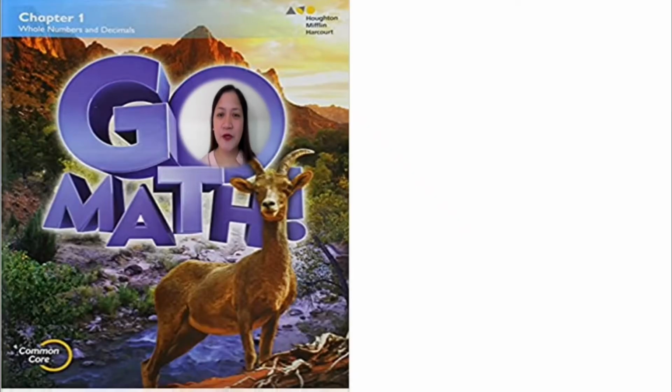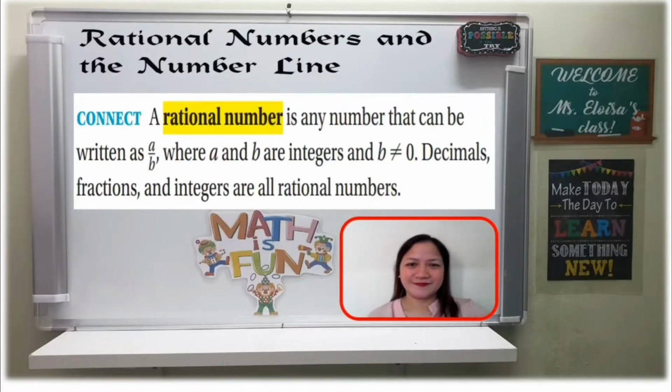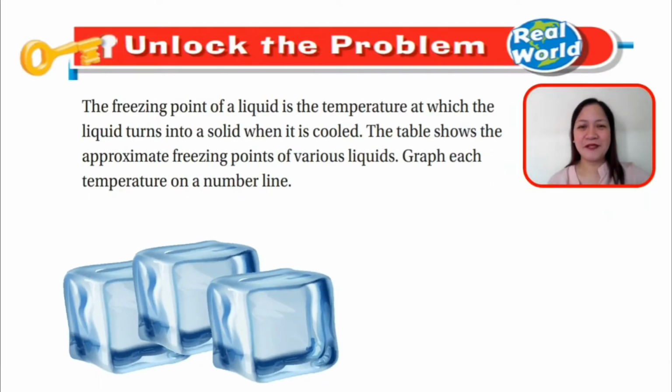Now get your math book, open on pages 151 to 153, rational numbers and the number line. A rational number is any number that can be written as a over b, where a and b are integers and b should not be equal to 0. Decimals, fractions, and integers are all rational numbers. Let us unlock the problem.